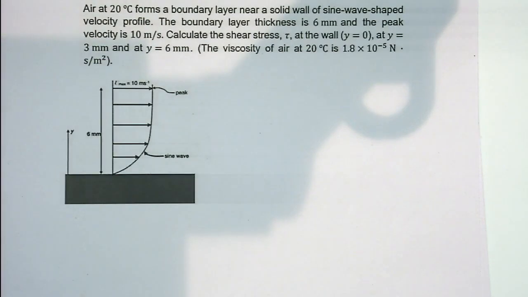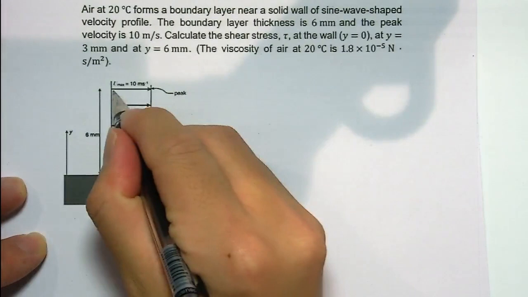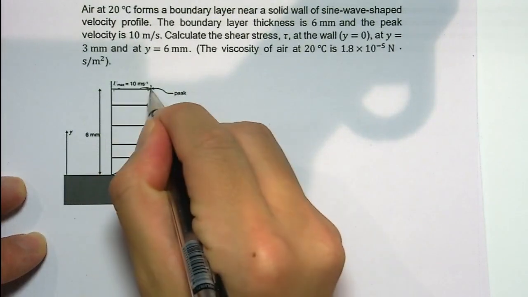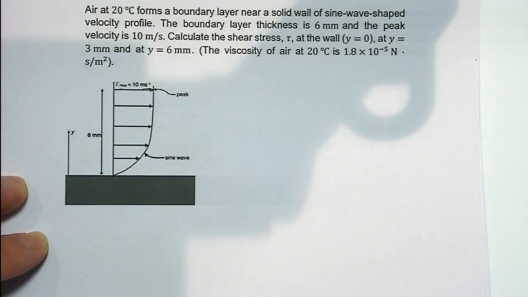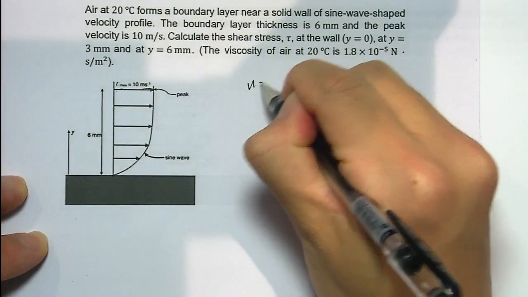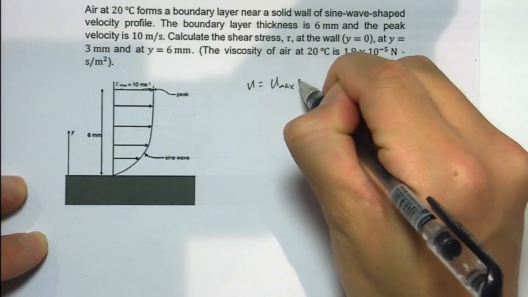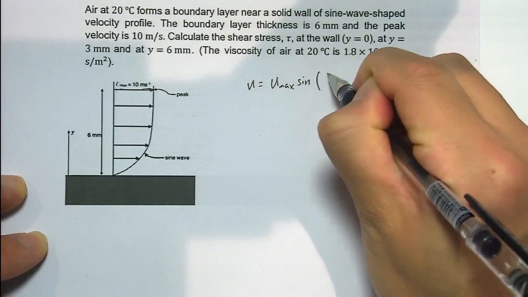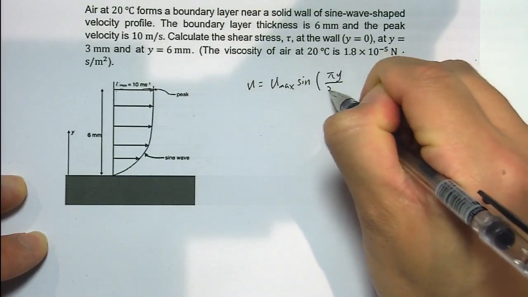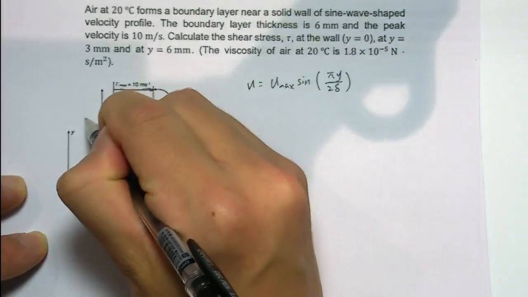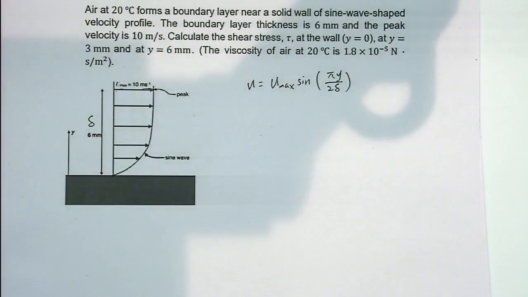So we got the sine wave-shaped velocity profile. First of all, we need to solve it. We know the peak of the velocity is u max. So we could write the equation as u equals u max, because it's a sine wave, sine of pi y over 2 delta. The delta is the thickness of the boundary layer, which is 6 millimeters.